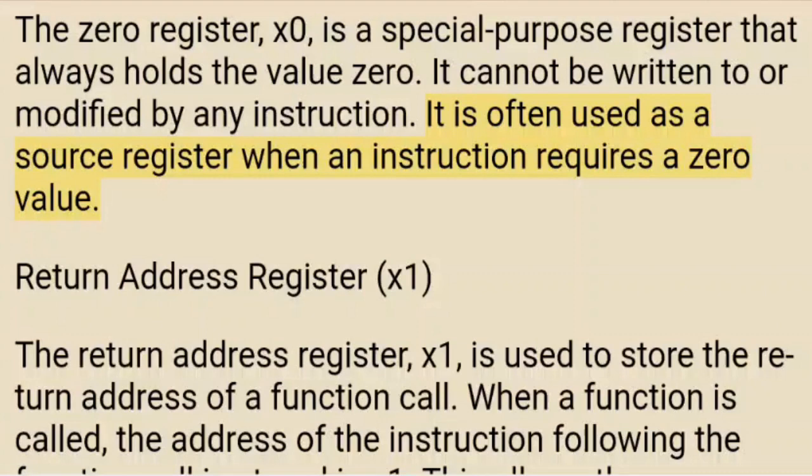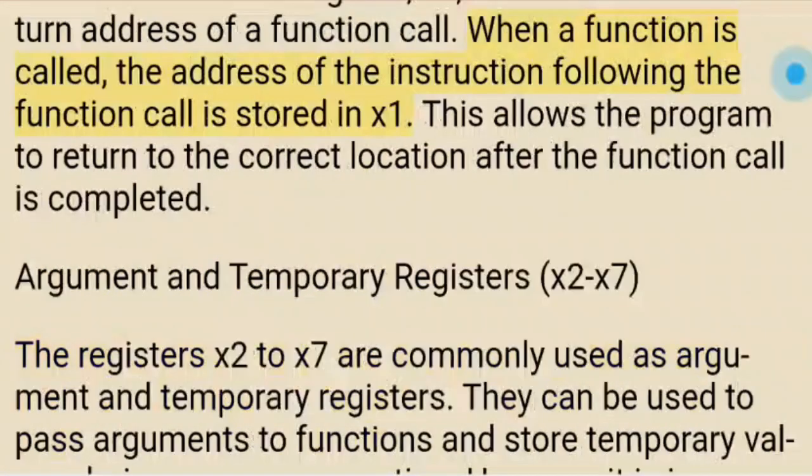It is often used as a source register when an instruction requires a 0 value. Return address register, X1. The return address register, X1, is used to store the return address of a function call. When a function is called, the address of the instruction following the function call is stored in X1. This allows the program to return to the correct location after the function call is completed.